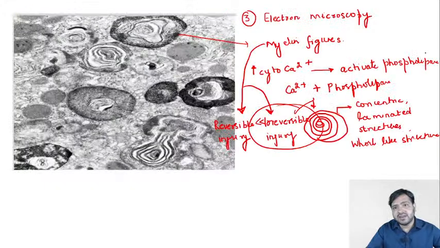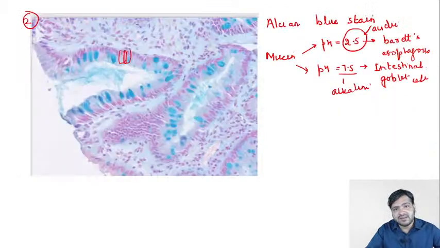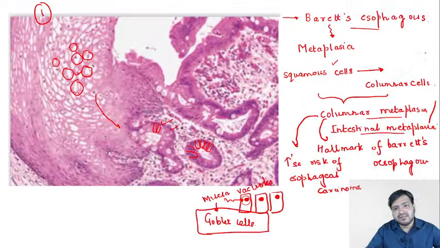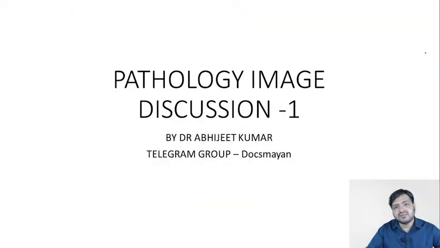These structures under electron microscopy, myelin figures, are more prominent in irreversible cell injury. That's already discussed. Alcian blue stains, you can very well appreciate, show Barrett's esophagus and intestinal goblet cells. So that's all discussed.